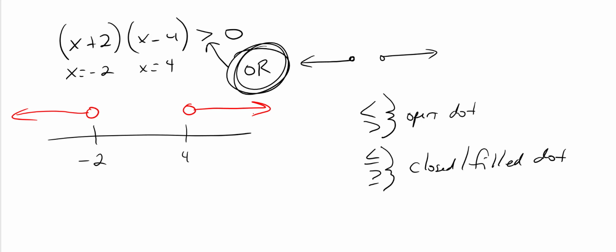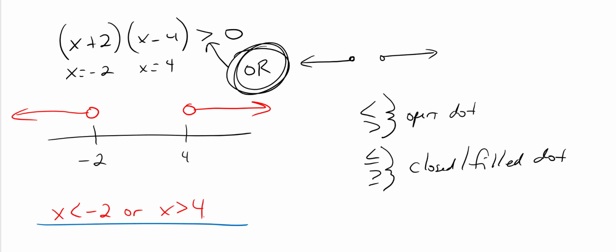So we're halfway done with the problem. Basically, what you're going to say now is, there's going to be an answer blank, and you're going to say x is less than negative 2 or x is greater than 4, and that's your answer.